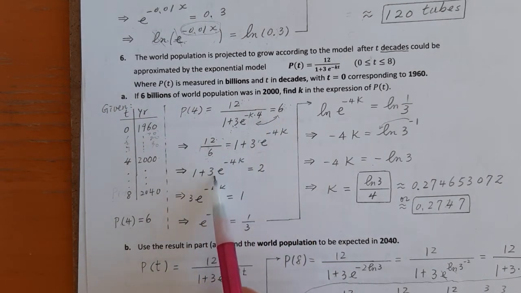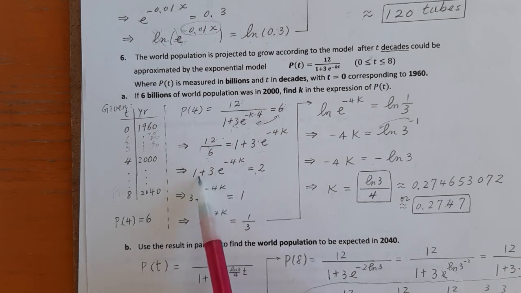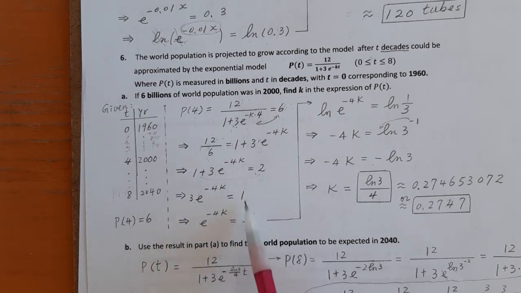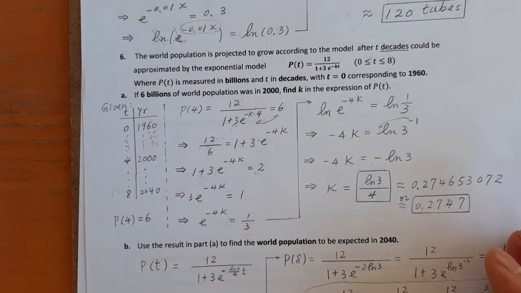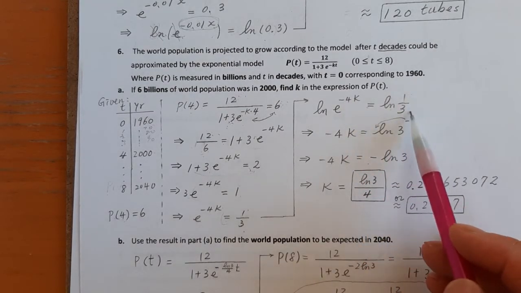So 1 plus 3 e to the power negative 4k equals 2. Solve for k. Isolate this e term: move the 1 over, 2 minus 1 gets 1, and divide by 3. So e to the power negative 4k equals 1 over 3. Then you take ln of both sides: ln e to the power negative 4k equals ln 1 over 3.